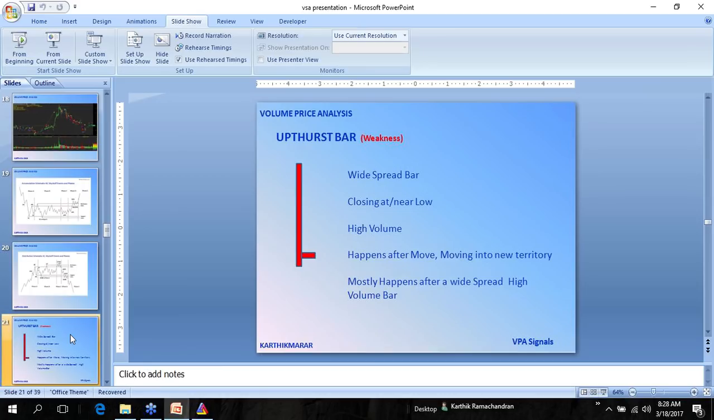The upthrust bar is a widespread bar. It's closing at the low. The volume is high. And it happens after a move, an uptrend, and moving into new territories.